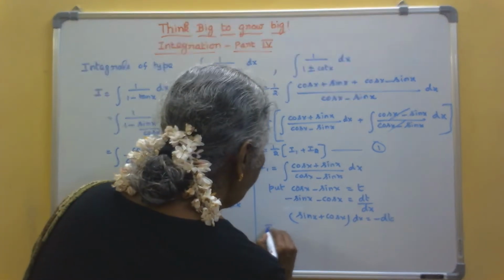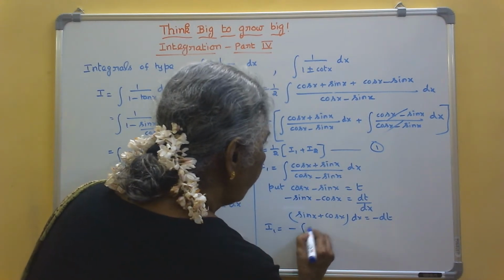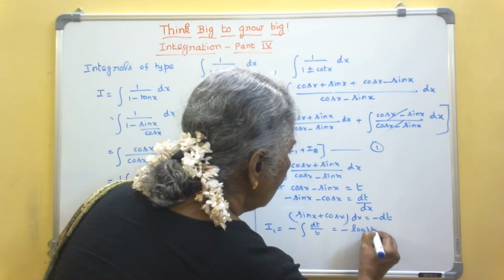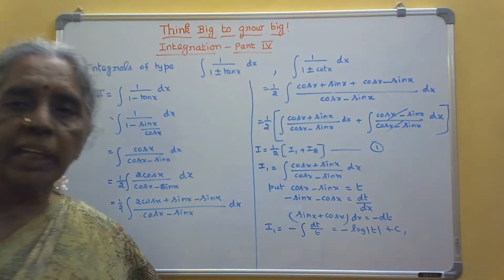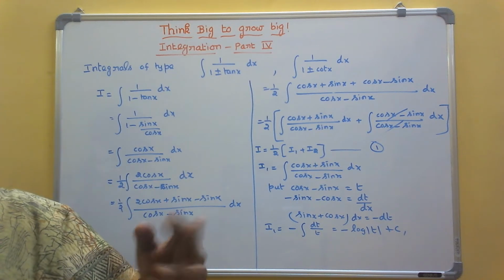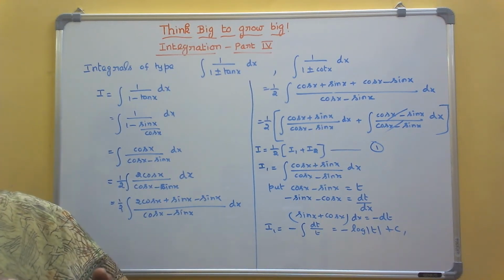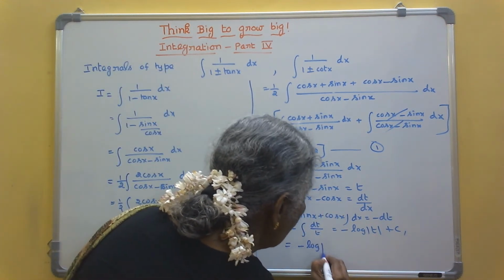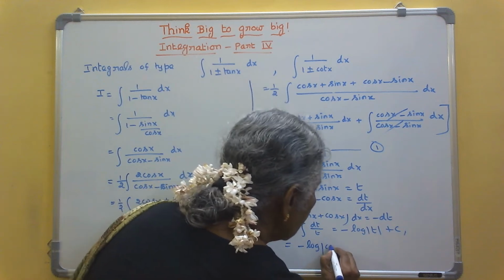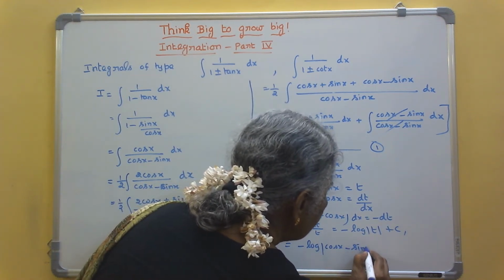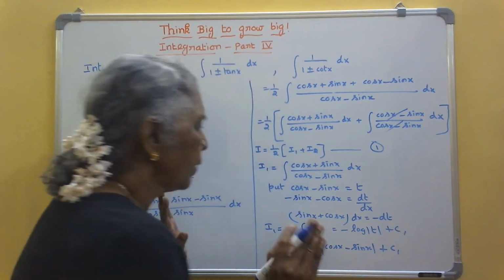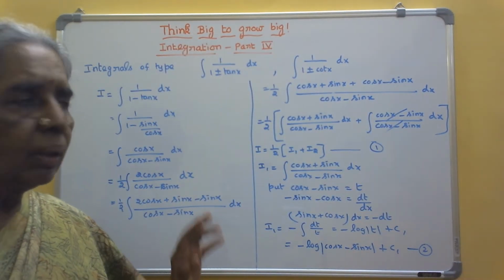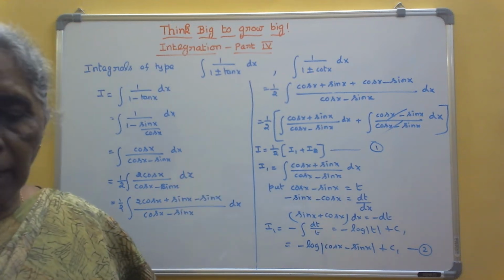So now sin x plus cos x into dx is equal to minus dt. So now what will happen to I1? Minus I will put here. You will get dt by t, which you know is log mod t plus c1. Why I put c1? Because I have 2 integrals, I will put c1, c2, then I can merge both. So now this is equal to minus log mod t, and t is cos x minus sin x, plus c1. So this answer I will keep as 2. Do you follow how I have integrated the I1 part?